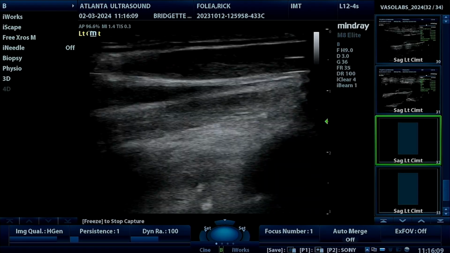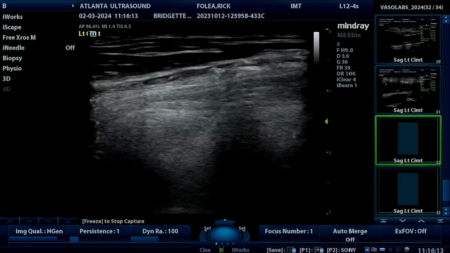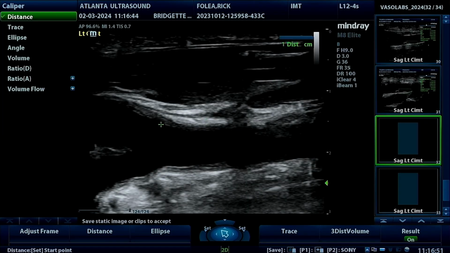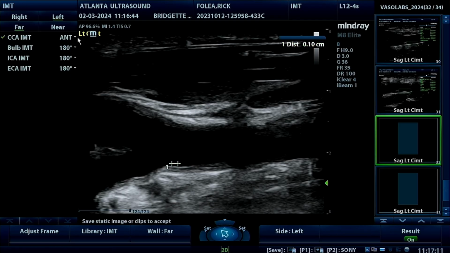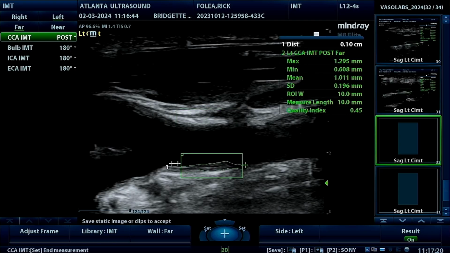Now rotate the sensor around back behind the neck to get the posterior view. You gotta fish around to find it. There's a great view of the bifurcation. The bulb starts here. Drop the first cursor at the start of the bulb. Second cursor 1 millimeter away. Go grab the posterior measurement, drop the measurement box, and there it is.